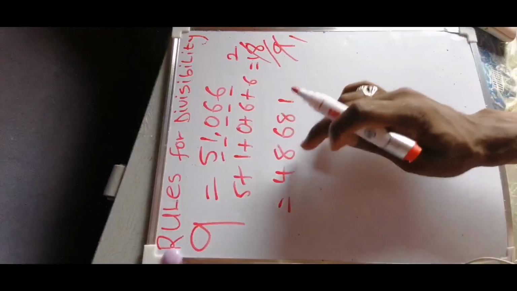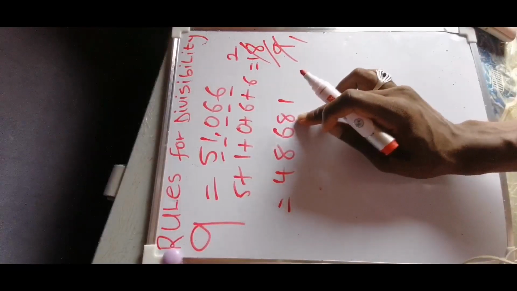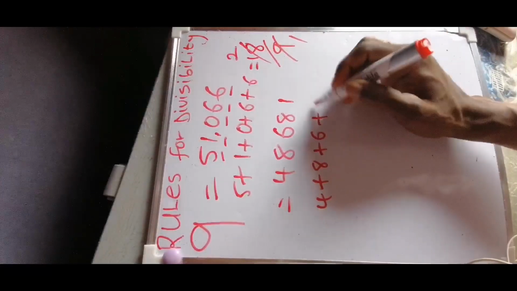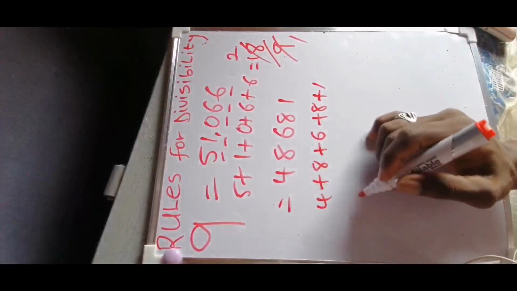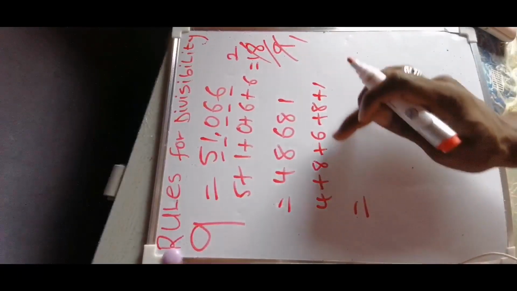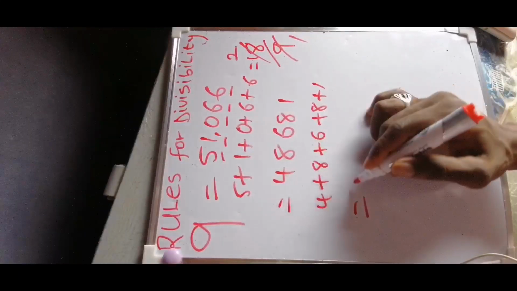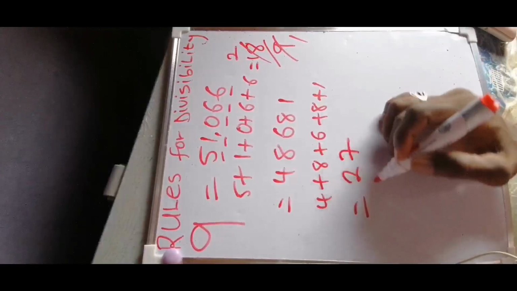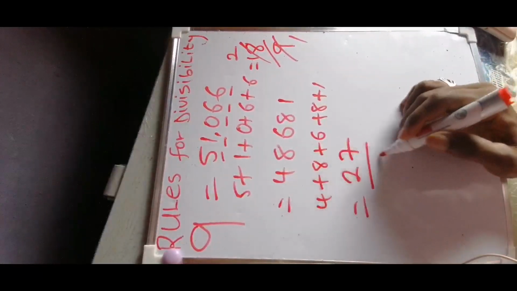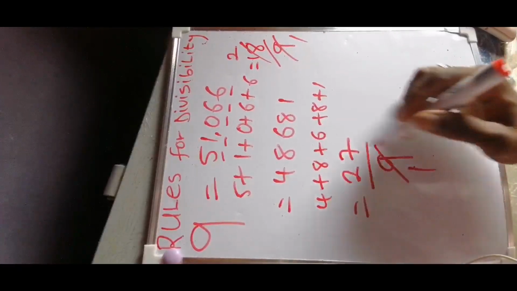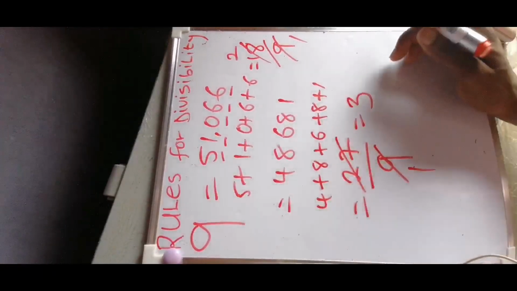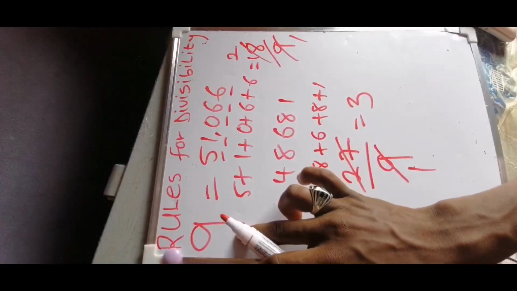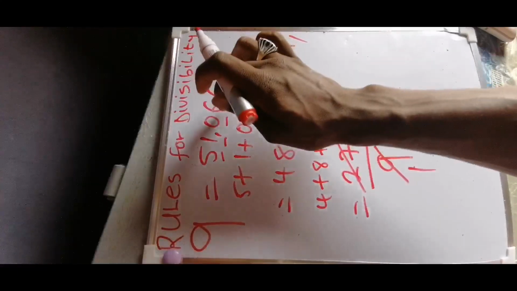So again here we have 4, we have 8, we have 6, we have 8, again we have 1. So 4 plus 8 plus 6 plus 8 plus 1 equals 27. So 27 can be divided by 9. 9 into 27 equals 3. So definitely 9 will go into 51,066.